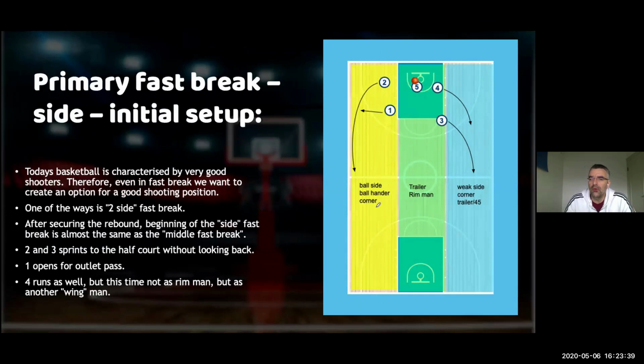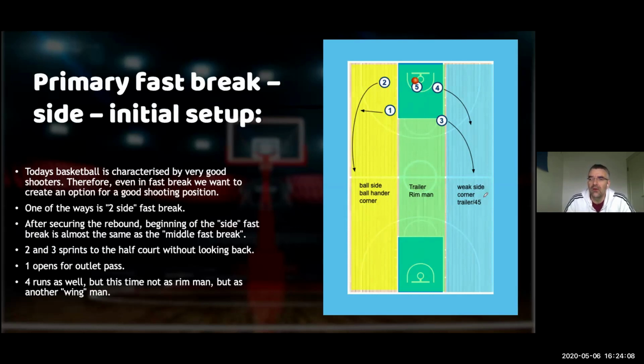Now, we have three lines. We have ball side lines, and in this line, the ball handler and the ball side corner player are running. We have middle. This is either for trailer or for rim man. It depends. This is the player with the ball. Player who grabs the rebound is either trailer or rim man. I will show you both situations.